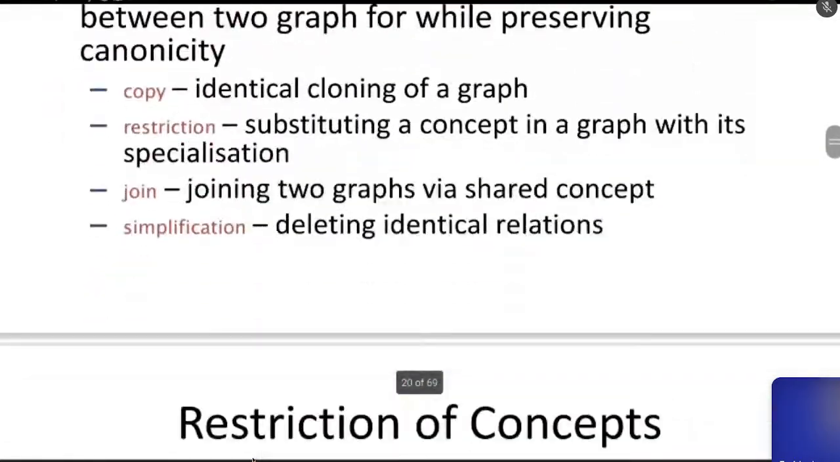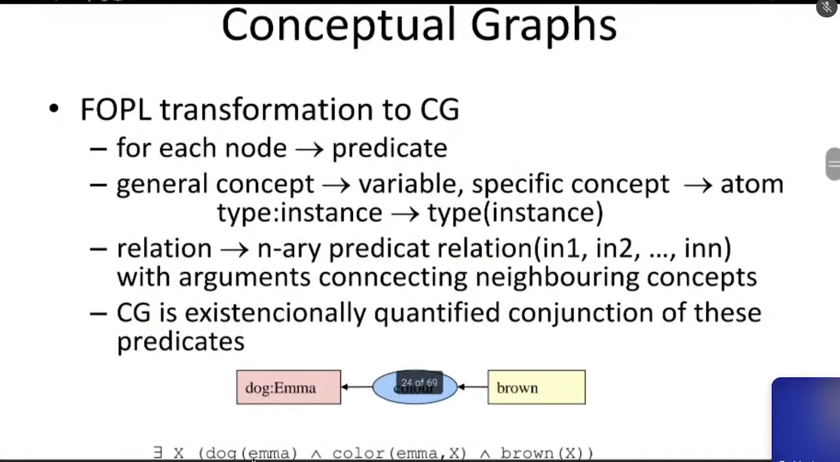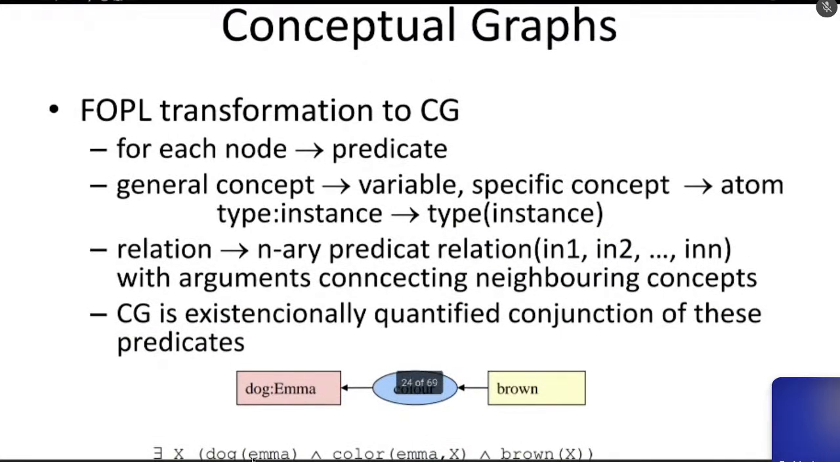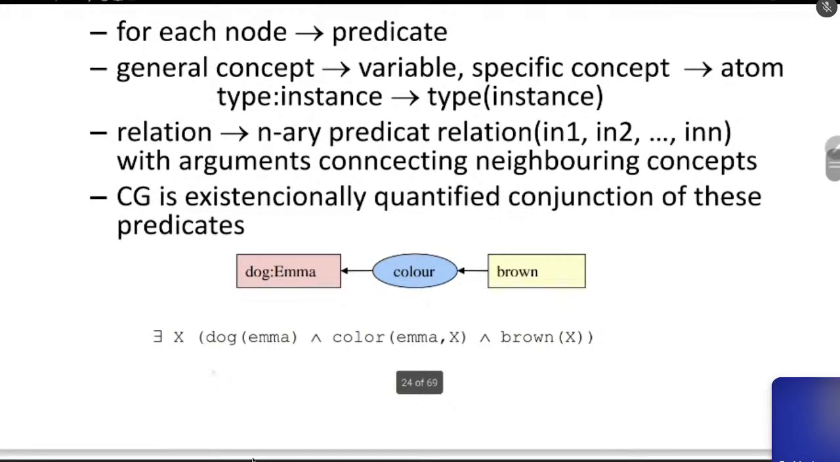So restriction, joining, simplification. So we saw what first order predicate logic is, right? You can apparently convert first order predicate logic to conceptual graphs. You look at the example. So you have a first order predicate logic, right?